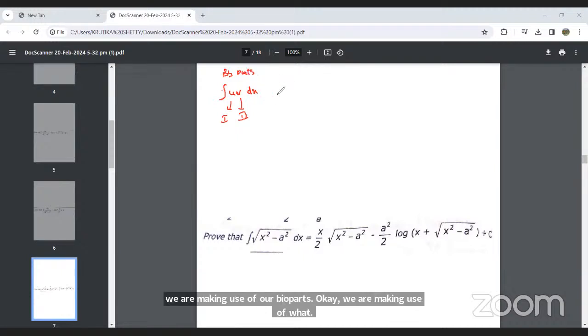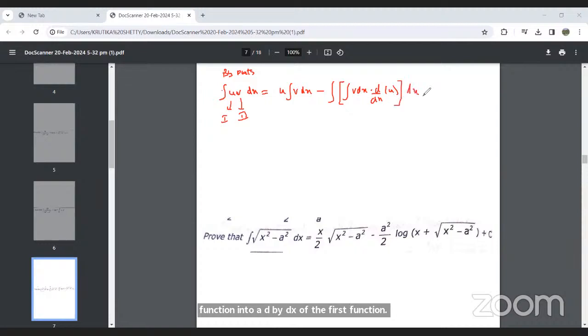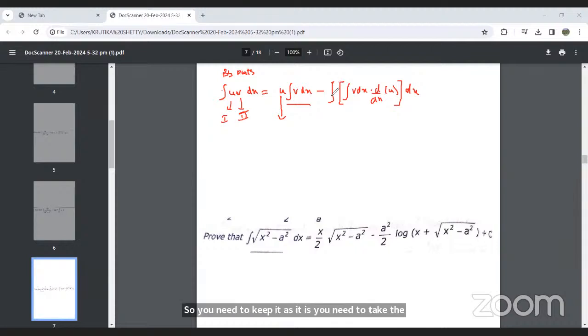So the integration of u into v is the first function as it is, into the integration of the second function dx, minus the integration of the integration of the second function into d by dx of the first function, into dx. Okay, so this is the by parts rule. Try to pay attention here. So u is the first function, so you need to keep it as it is. You need to take the integration of v, and then we need to apply the integration twice.